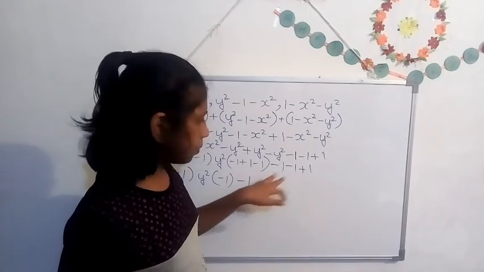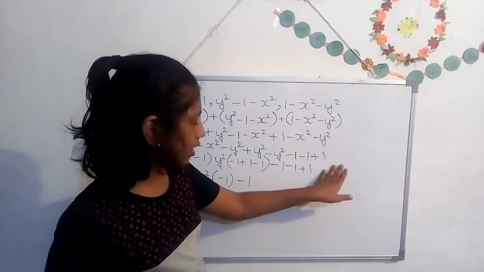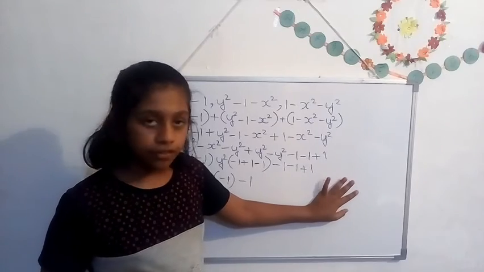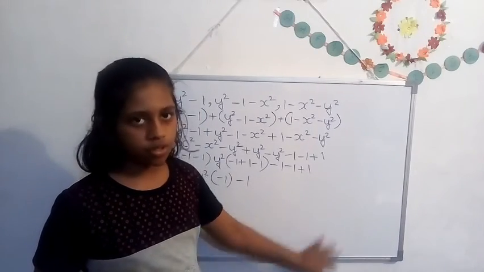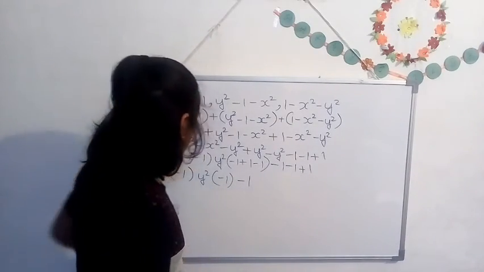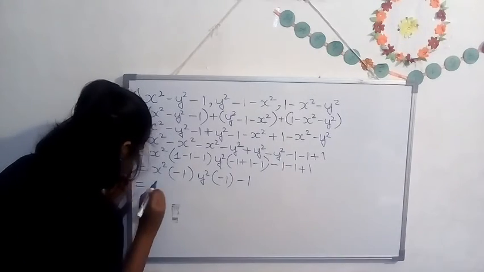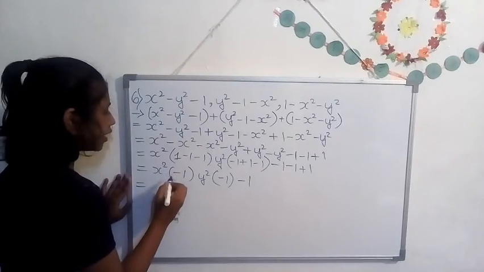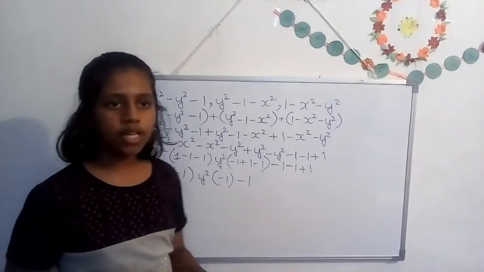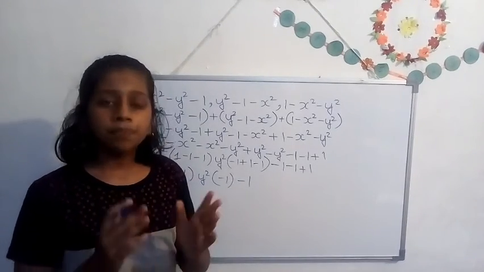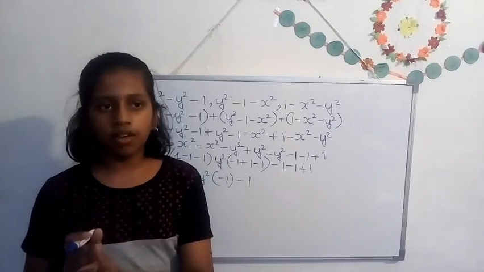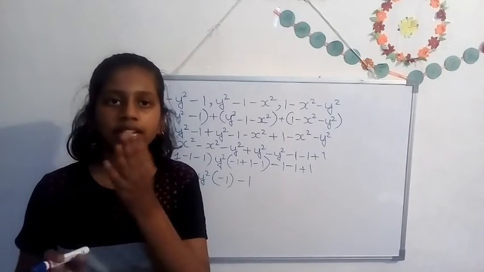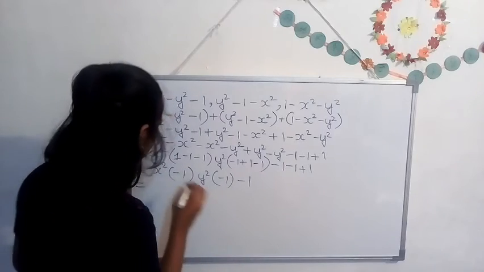But we should not put a bracket for it because it is in the last. If it contains any variable, we should put the bracket there. Okay, now we are getting the last and easy answer: x square into minus 1. So x square into minus 1 becomes minus x square, or you can write minus 1 x square.